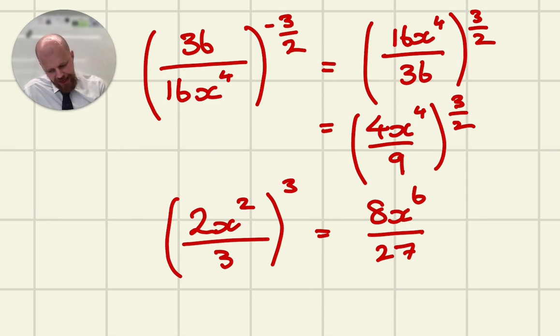Now at this stage here, when we were dealing with these, we simplified it down. 16 over 36 became 4 over 9. If you didn't spot that, you can still square root. Square root of 16 is 4. Square root of 36 is 6. You can then cube it, 64 over 216, and then simplify it down as well. It will still give you 8 over 27. So if you don't spot that you need to simplify the fractions down, don't worry. It will still work regardless.